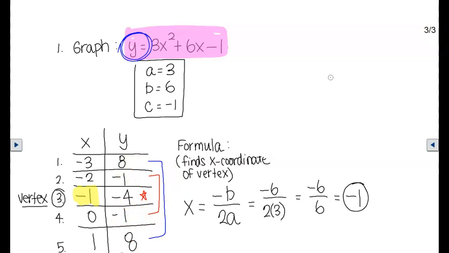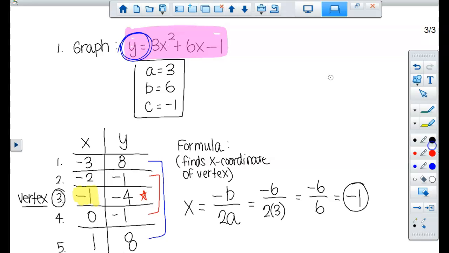But I do need to caution you about why that happened. Look at my x values. I have negative 3, negative 2, negative 1, 0, and 1. These are consecutive numbers. I didn't skip around. So as long as you have x values that are consecutive like that, then you'll get this matching up of the answers. So we'll talk more about that as we do another example.